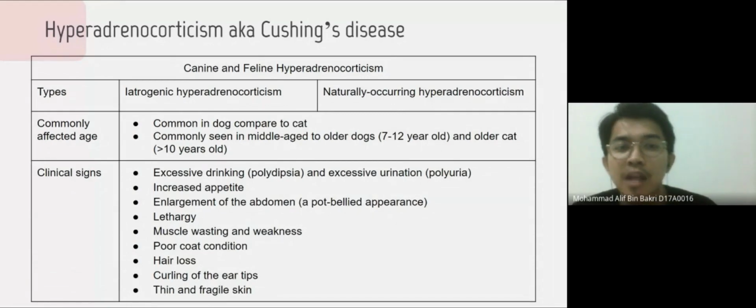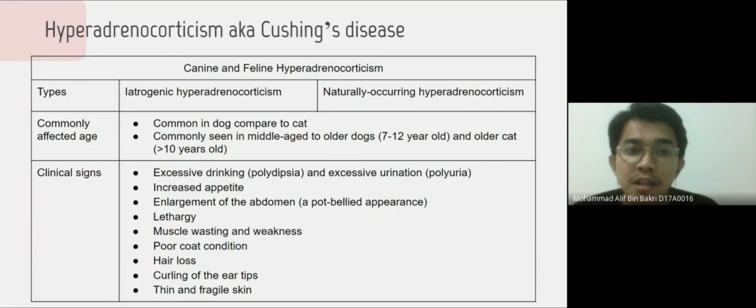Iatrogenic hyperadrenocorticism refers to the disease when it is induced by long-term administration of high dose of cortisol-like drug. For example, corticosteroid. This drug often used to manage inflammation and allergy in animal.